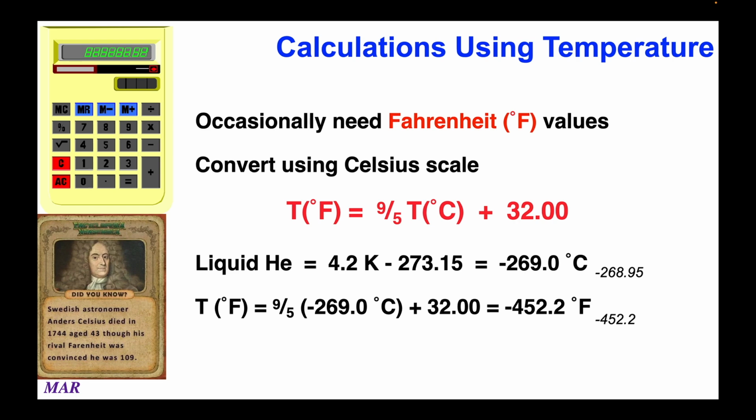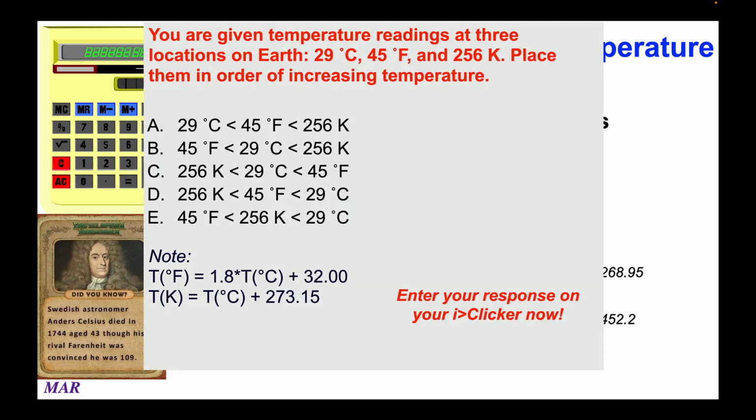So anyway, you could do this yourself with temperatures. You could take the Celsius, convert to Fahrenheit or whatever. So here's a problem you might see. Here are three temperatures on the Earth: 29 Celsius, 45 Fahrenheit, 256 Kelvin, and put them in order of increasing temperature. So from the coldest to the hottest.